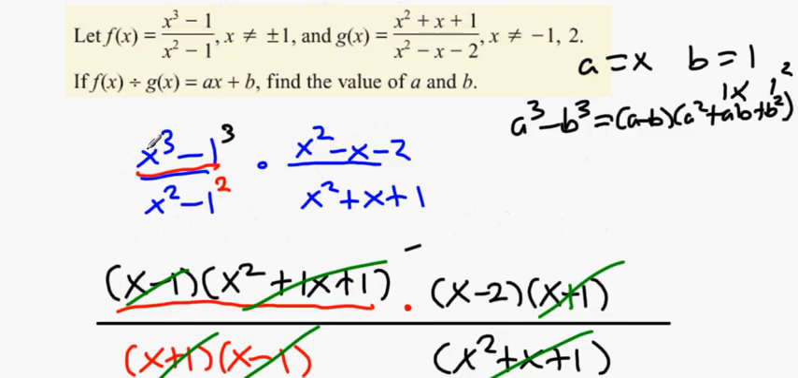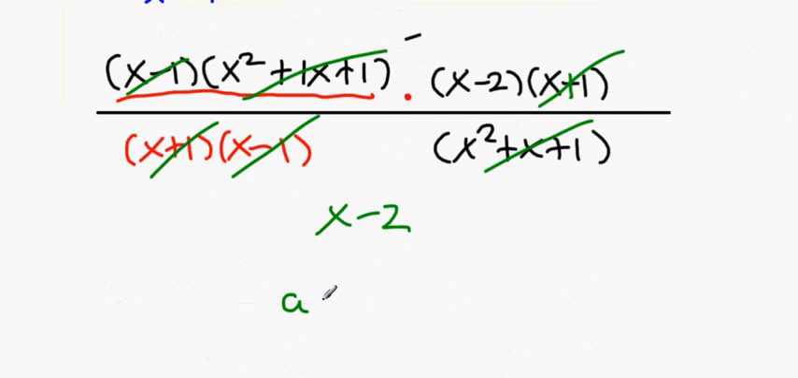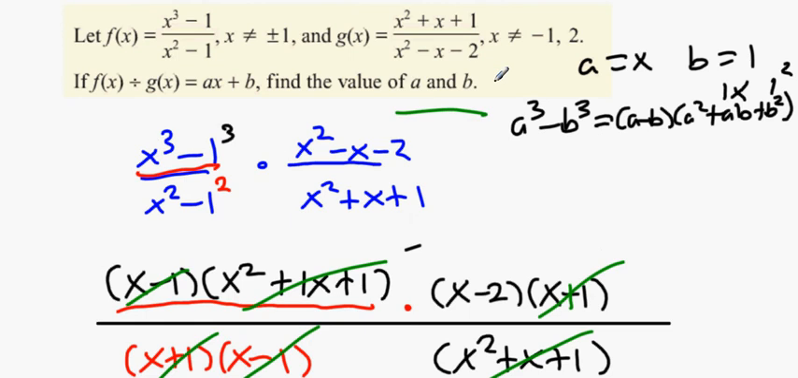Okay, and that's it. A is 1 and b is minus 2, because I want it in the form ax plus b, where a is 1 and b is minus 2. Find the values of a and b. Done. Next question.